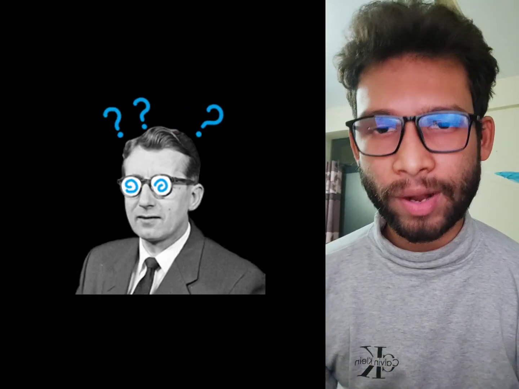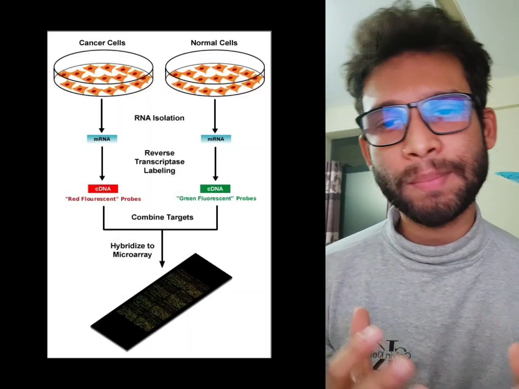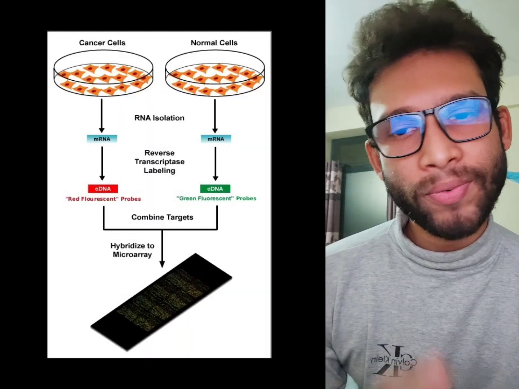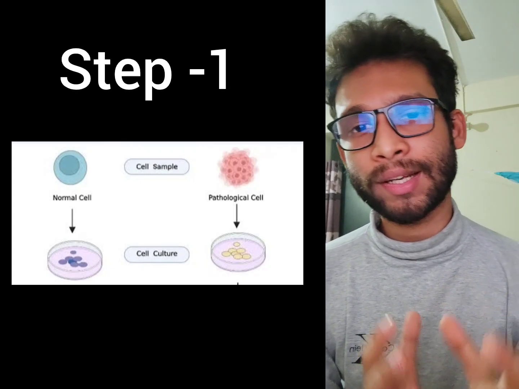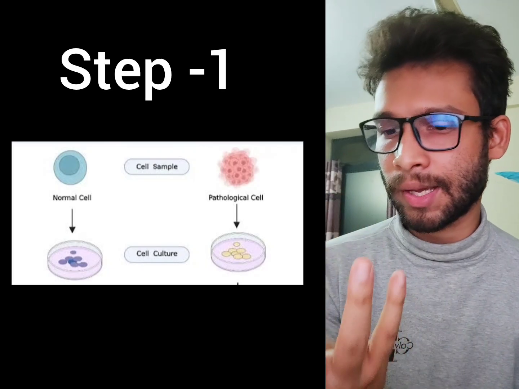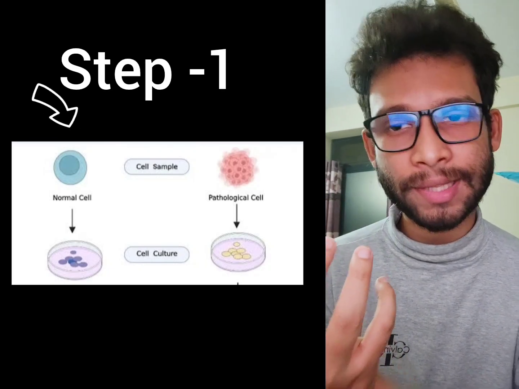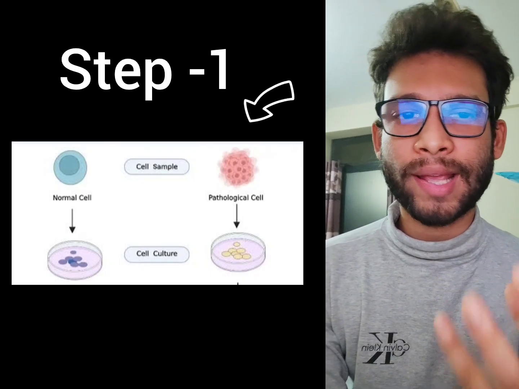So how does DNA microarray identify the differentially expressed genes? It is a step-by-step process. In the first step, which is called sample collection, you need to collect tissues from two different samples. As I said before, one is the normal or healthy sample, and the other is the disease sample, and you can consider this as the cancer sample.